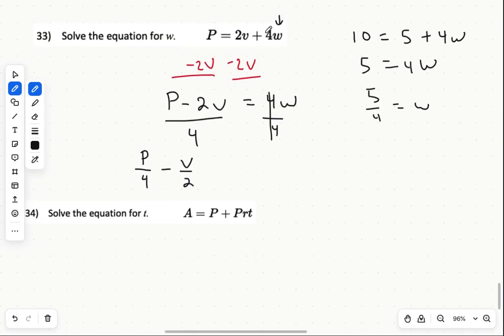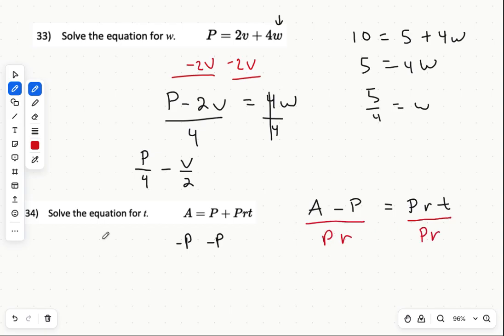This last one is the exact same problem as this one. We're solving for t. There's something that's positive here, so I'm going to subtract it, and there's stuff that's multiplying, so I'm going to divide it. So if I subtract p from both sides of this, then we're going to have a minus p equals prt, and then p and r are both multiplying t, so I would want to divide both sides by pr. And that cancels, and then that would be it.